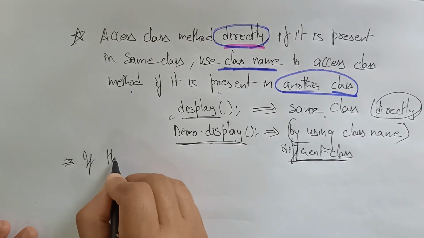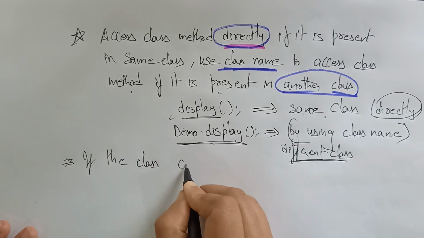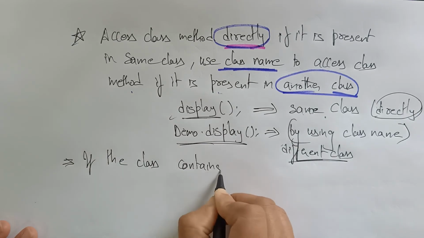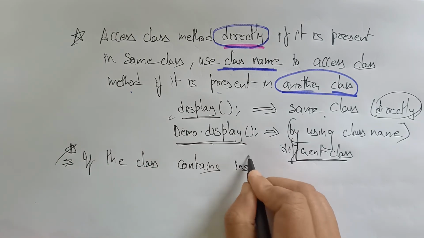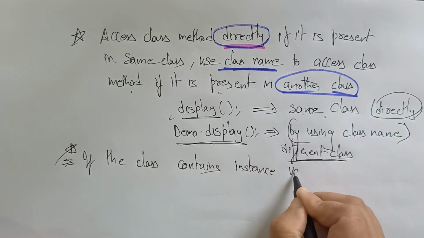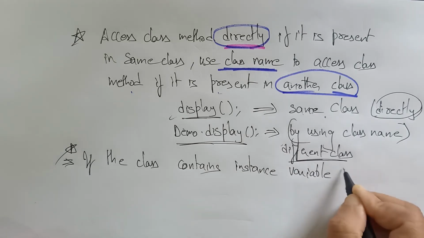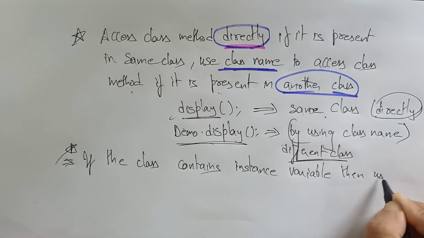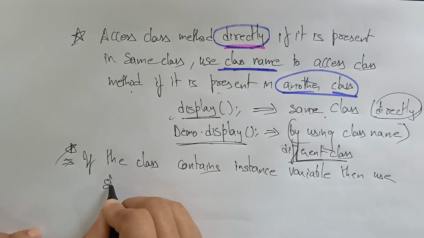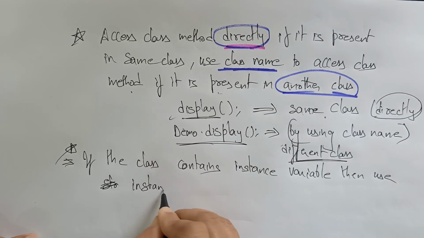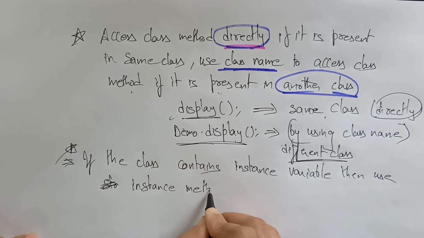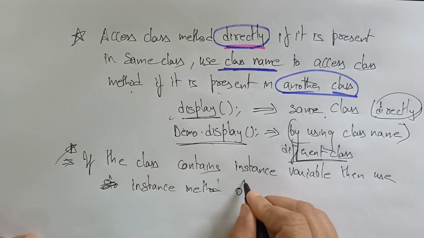This is another important point. Suppose the class contains an instance variable, then use the instance method only. Don't go for the static method. Then use the instance method. Otherwise, use the class method.